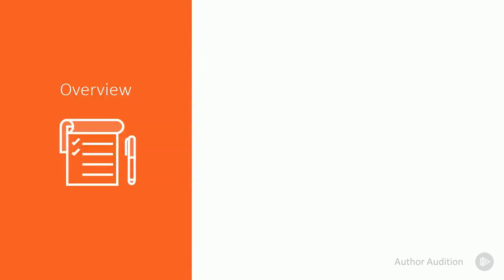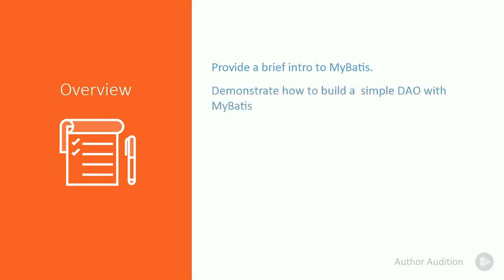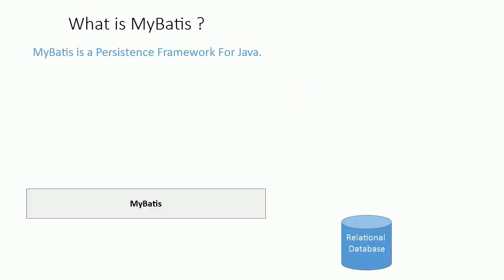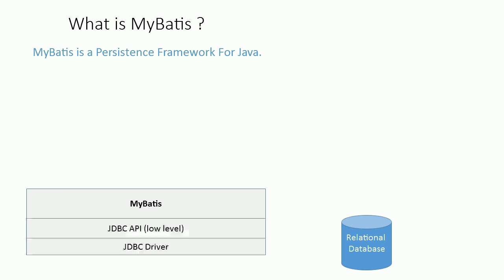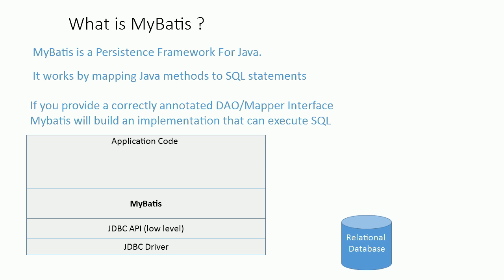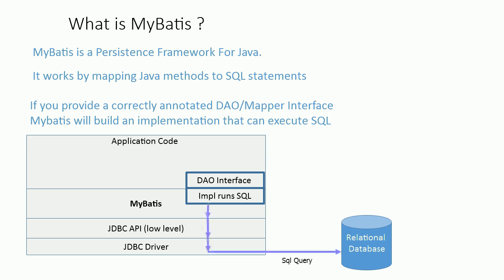In this presentation, we'll provide a brief introduction to MyBatis, and demonstrate how to build and use a simple DAO using MyBatis. MyBatis is a persistence framework for Java. It works on top of JDBC, but eliminates most of the complexity and boilerplate of using JDBC directly. It works by mapping Java methods to SQL statements. If you provide a correctly annotated DAO mapper interface, MyBatis will use that to build an implementation that can execute SQL. We'll see an example of how this works in the next slide.